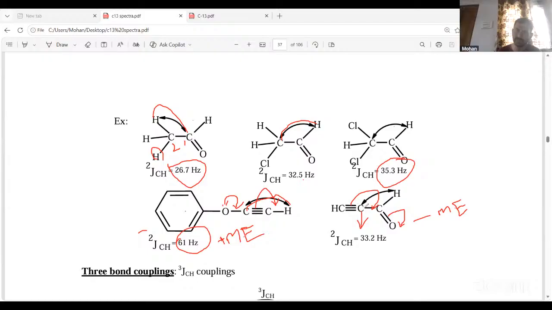The bond electrons are polarized towards this carbonyl group here. Okay, so what happens here? The electron density, a deficiency is created. Then the electron density on that particular carbon is going to decrease. Then the J value is going to increase, as well as the chemical shift value also increases, because the electron density is inversely proportional to the coupling constant as well as the chemical shift value, right?